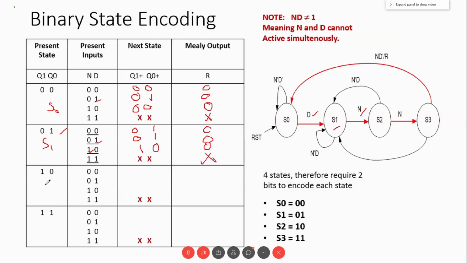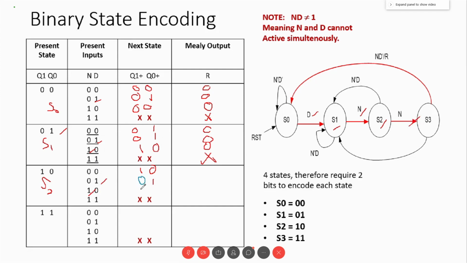Now you are in S2. So S2 is here. Right? So if you don't receive anything, stay in S2. If you receive dime from S2, you have to go back to S1. Right? To go back to S1, meaning the next state is 0, 1. And then if you receive N, you go to S3.